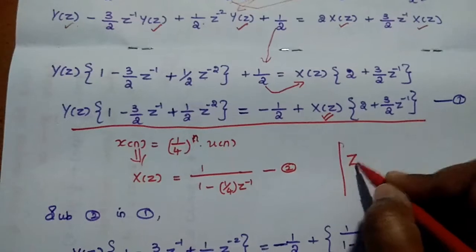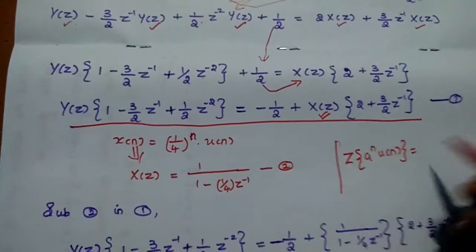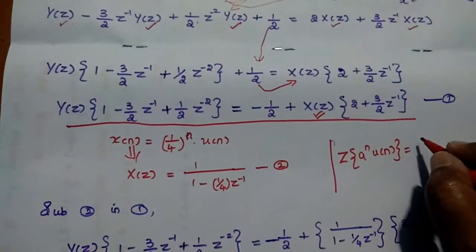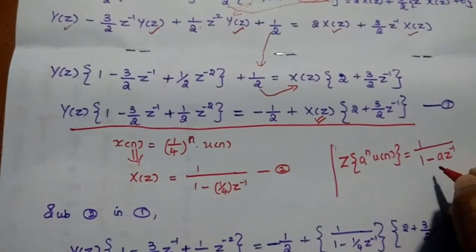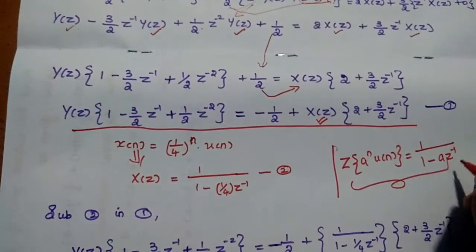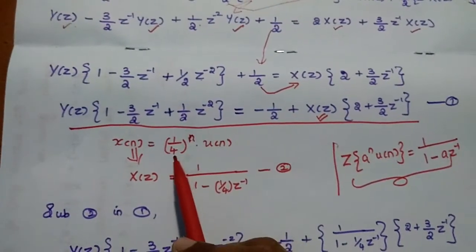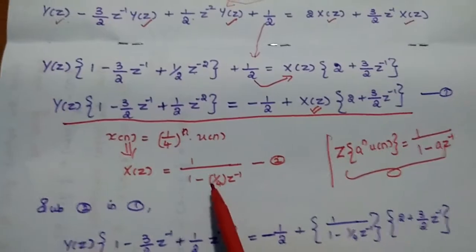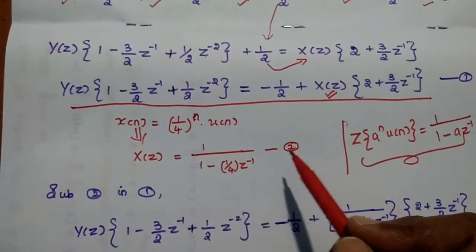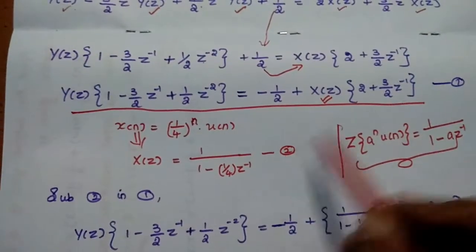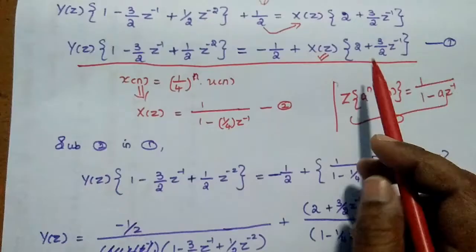We know that z transform of a power n u of n is equal to what? 1 divided by 1 minus a into z power minus 1. This is the formula. We have already derived it, right? This is the formula. So this x of n looks like this. Instead of a, we are having 1 by 4. So we can write this is the x of z value. So now we are going to substitute this x of z value in this first equation. So we can write substitute 2 in 1.